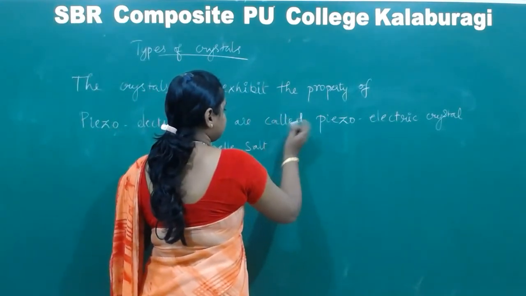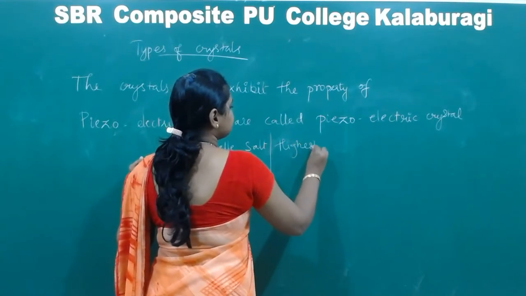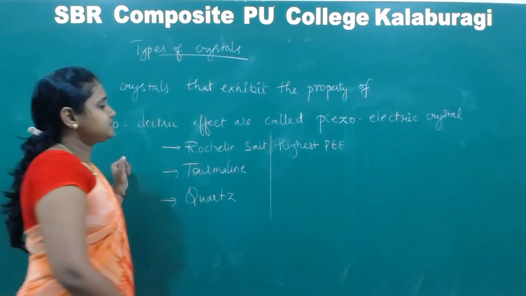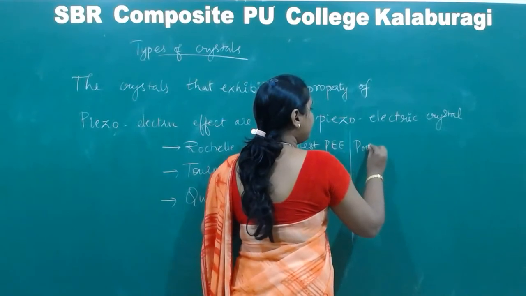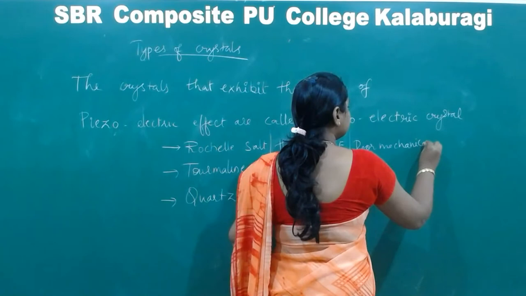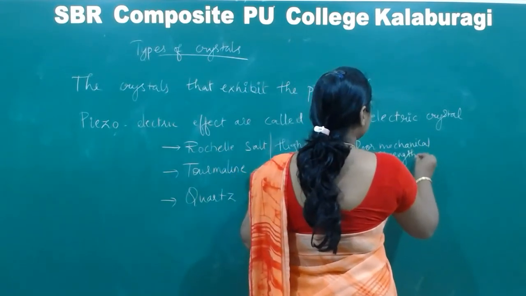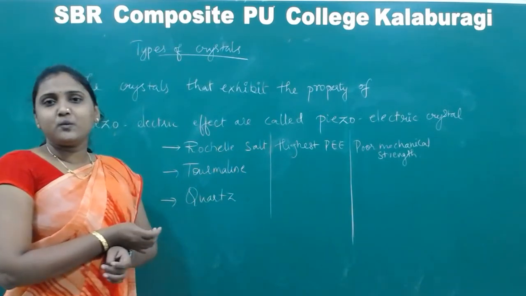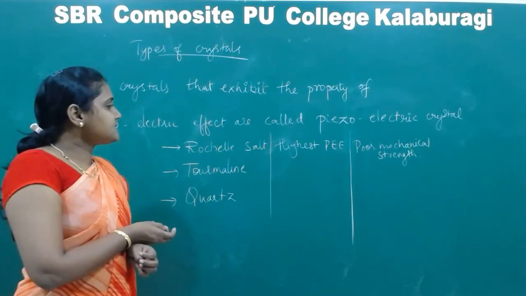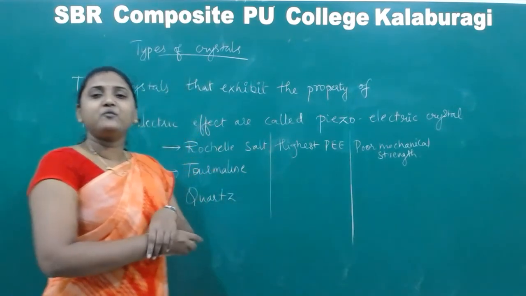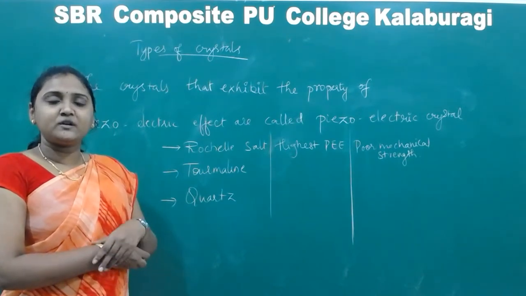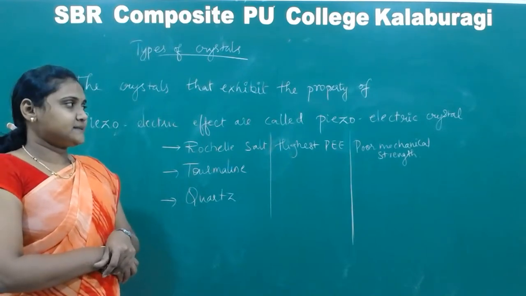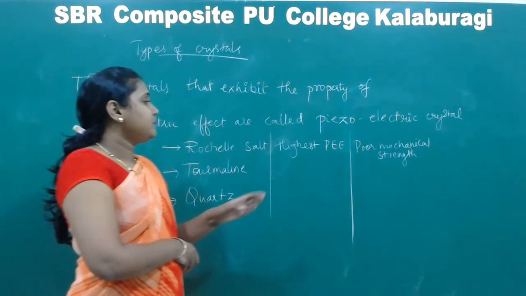Highest piezoelectric effect we can say for Rochelle salt, but poor mechanical strength. What does this mean? Poor mechanical strength means what? It easily breaks. So handling such a crystal becomes very difficult. It is very fragile, so when we are operating with it, it keeps on breaking. When we use that type of material in manufacturing, it is very difficult for the manufacturer to design any type of crystal with this very delicate, easily broken, poor mechanical strength material. But it gives the highest piezoelectric effect.